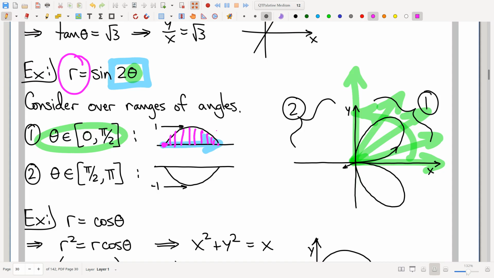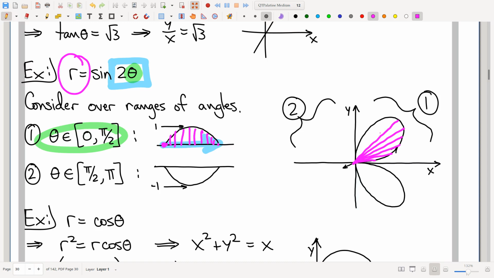We're thinking again about this range of values of theta. We have in purple here a picture of kind of what R does correspondingly. R starts at 0, increases to 1, comes back down to 0. And here we go. We start off with 0. As my angle increases, R increases to 1.